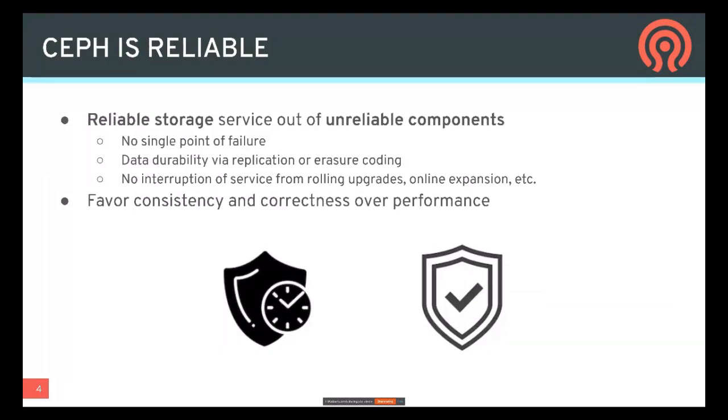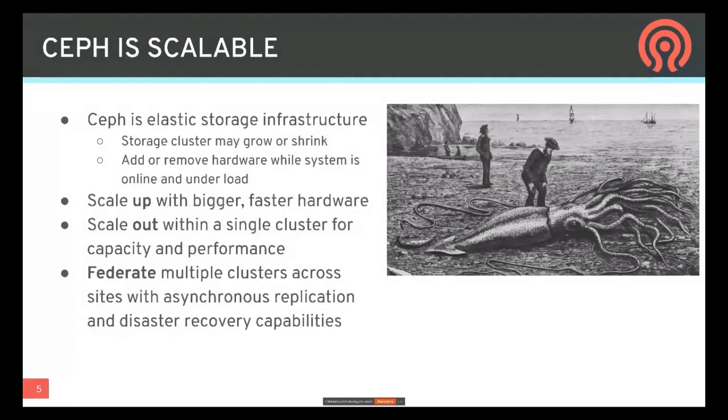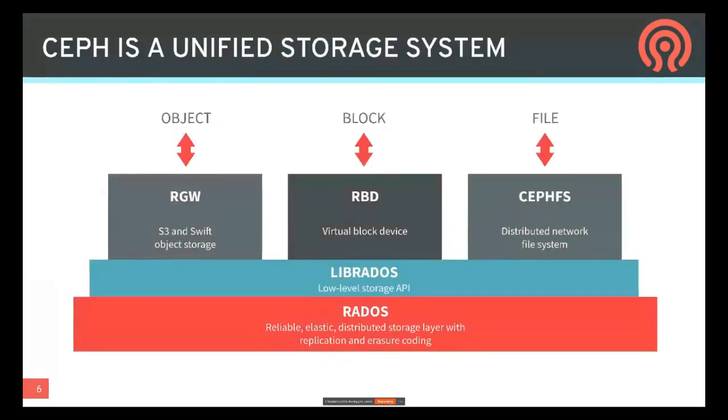And Ceph is always going to favor consistency and reliability over correctness, and correctness over performance, although we certainly try to go as fast as we can, while still being reliable. And of course, Ceph is scalable. It's meant to scale up with bigger, faster hardware, to scale out within a single cluster by adding lots of nodes, provide more storage, and to federate multiple clusters across data centers and sites, with asynchronous replication and disaster recovery. And of course, Ceph is built on RADOS, providing that object, block, and file interface via RGW, RBD, and CephFS.